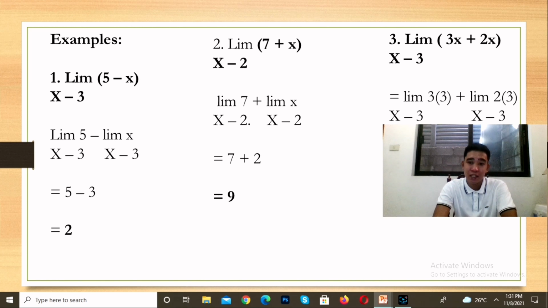And number 3: limit of 3x plus 2x, x approaches 3. Substitute mo ulit yung 3 sa lahat ng x. So limit of 3 times 3 plus limit of 2 times 3, x approaches 3. So 9 plus 6 equals 15. This is the final answer.